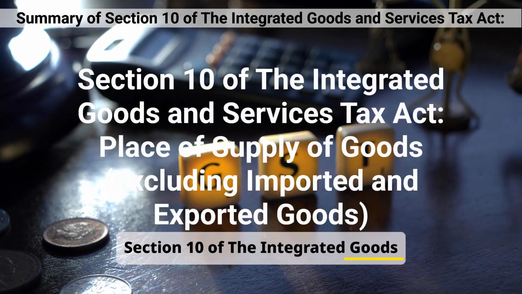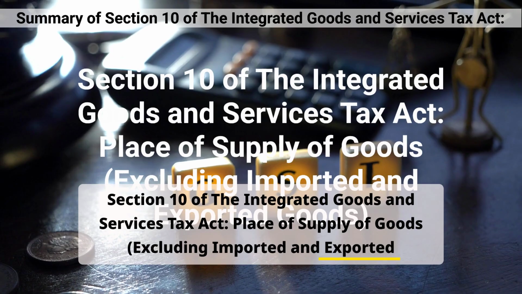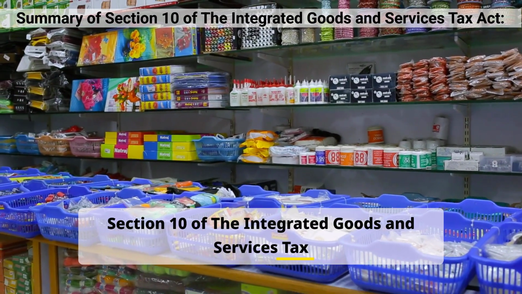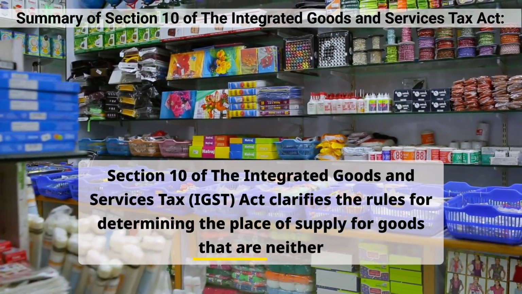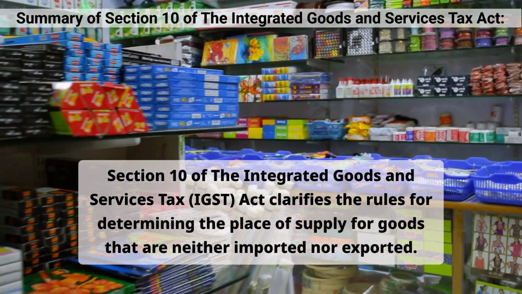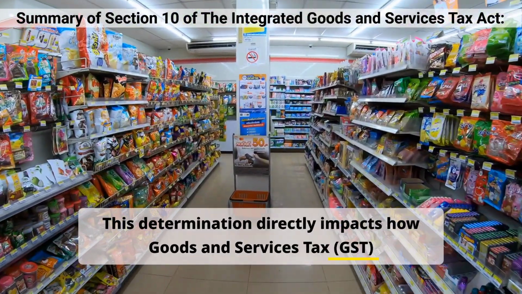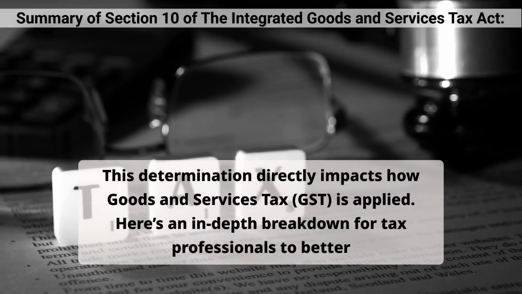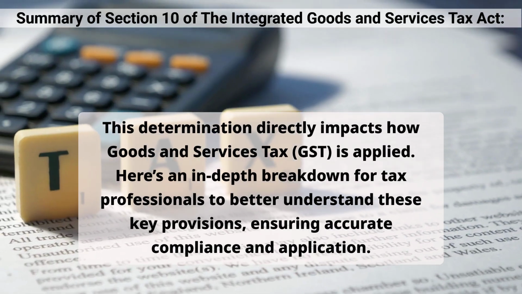Section 10 of the Integrated Goods and Services Tax Act, Place of Supply of Goods, excluding imported and exported goods. Section 10 of the Integrated Goods and Services Tax (IGST) Act clarifies the rules for determining the place of supply for goods that are neither imported nor exported. This determination directly impacts how Goods and Services Tax (GST) is applied. Here's an in-depth breakdown for tax professionals to better understand these key provisions, ensuring accurate compliance and application.